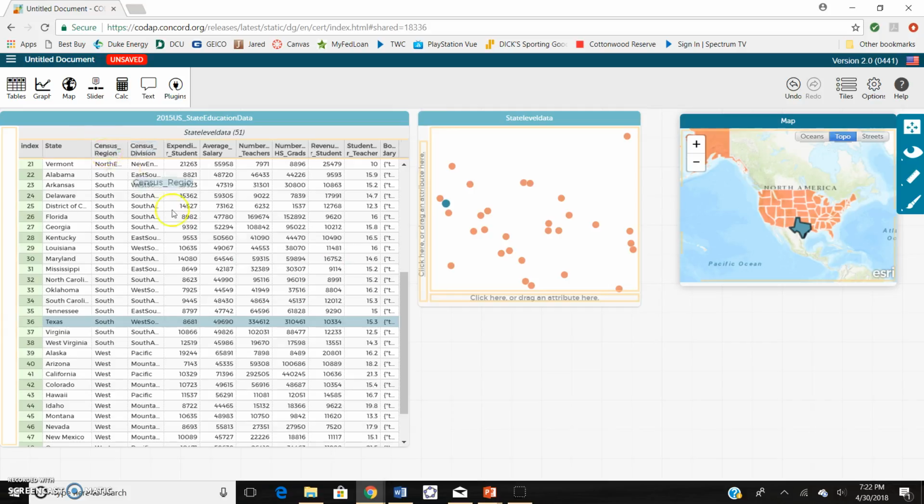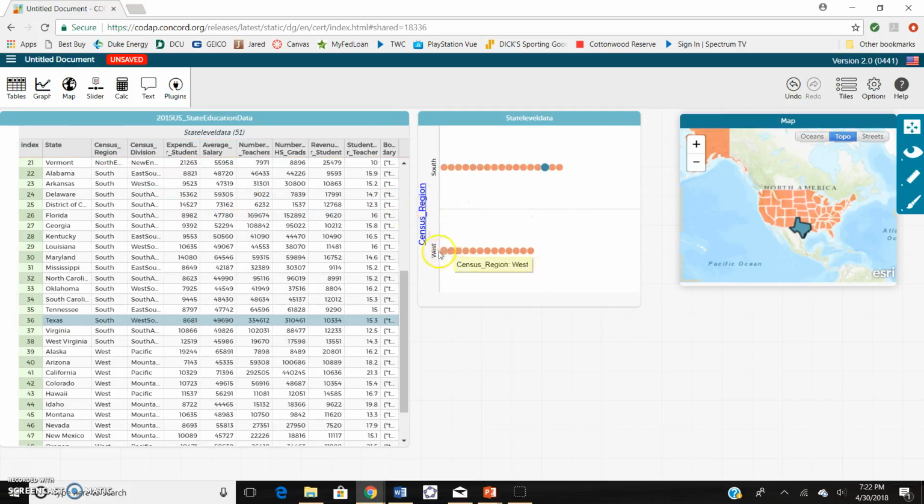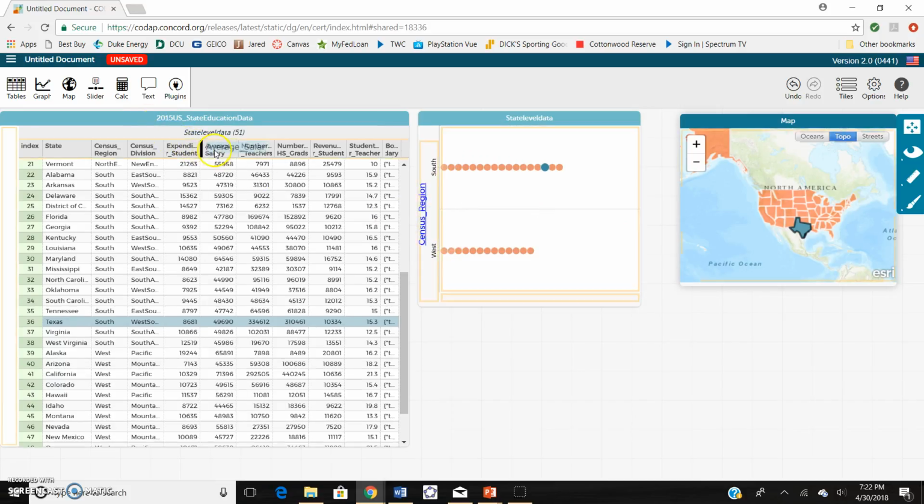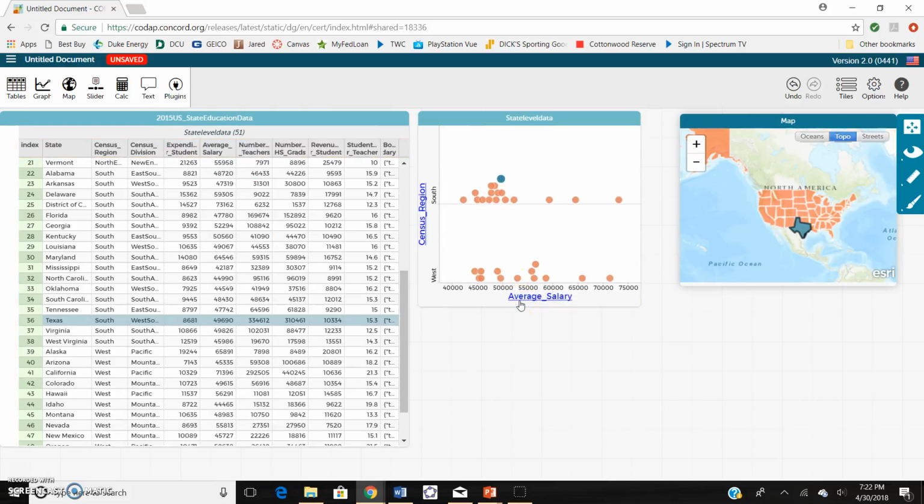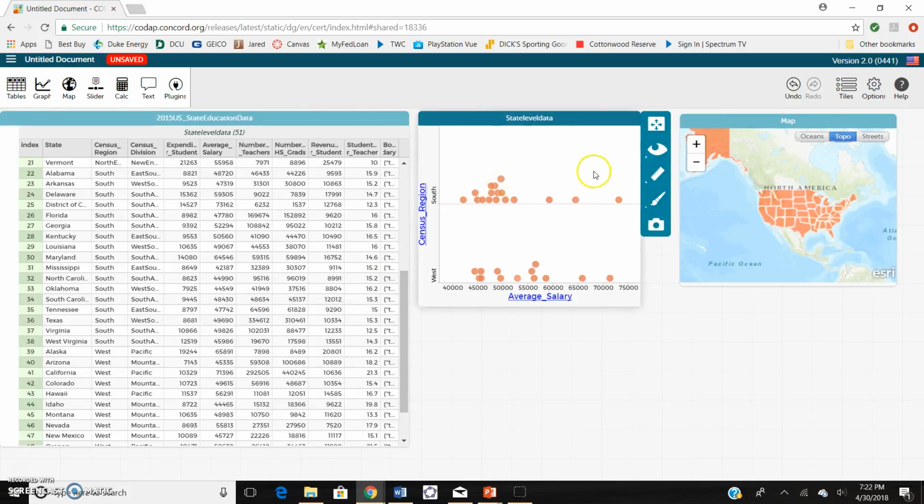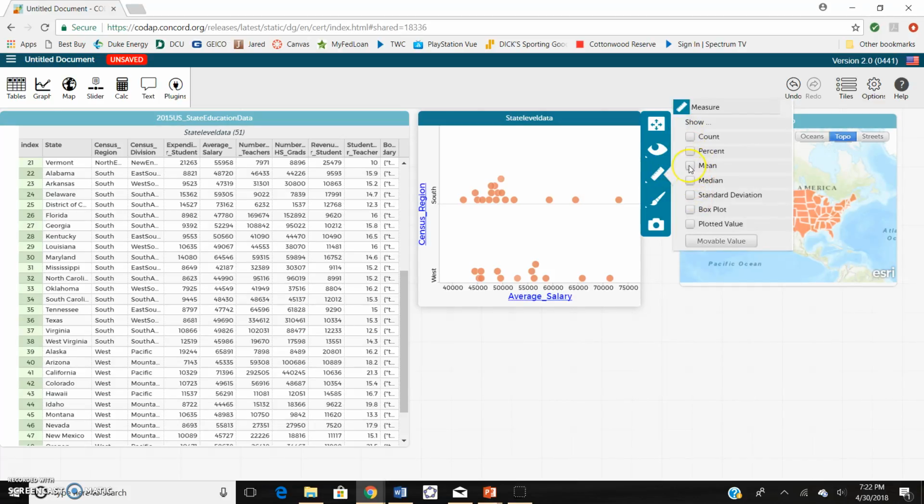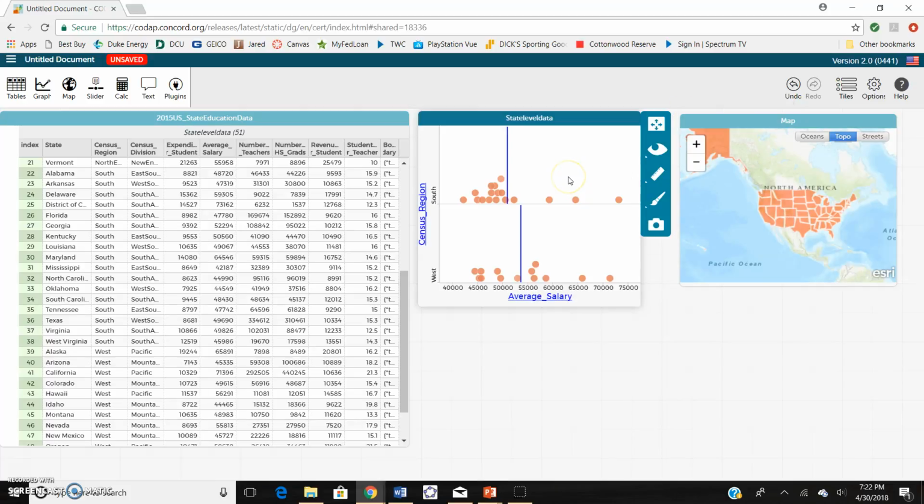So since I am focusing on the difference between the two census regions, I'll organize that data on my y-axis. And then first I'm going to look at average salary. So I will put that on my x-axis. And the first thing that we can do if we come into our ruler is we can show the mean. So we can look at that measurement first.